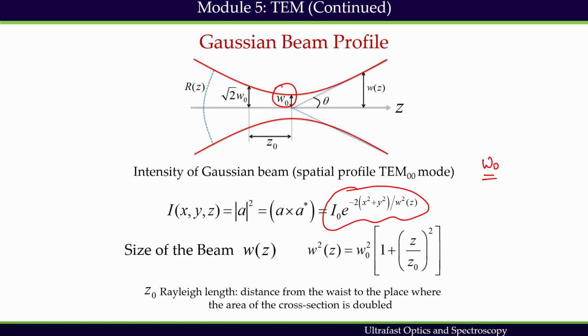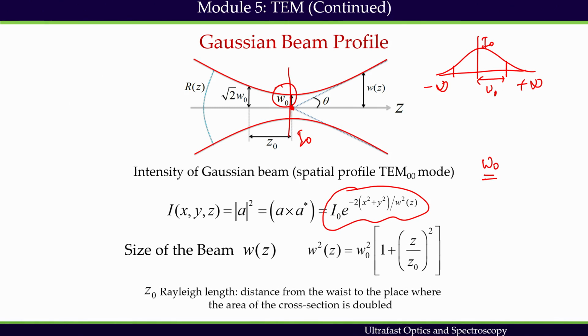But how do I define this radius? That's the question, because for a Gaussian beam, if we take this cross-sectional area, the profile would be extending from minus infinity to plus infinity. The middle one is I naught. So at this point, intensity is I naught, but intensity is decaying. So the question is, what point in space will define that this is my radius? That's the question we are going to address in this lecture.